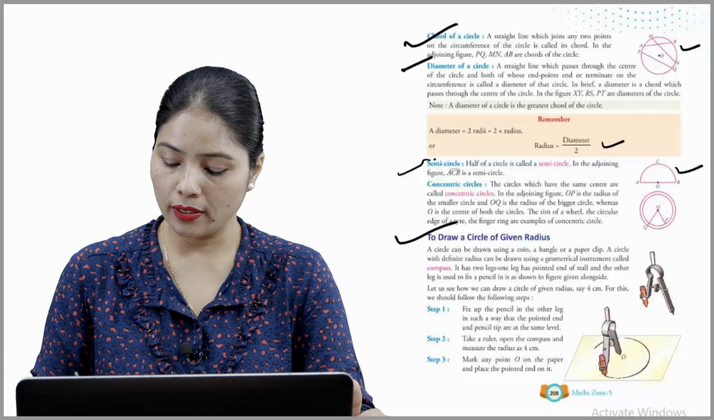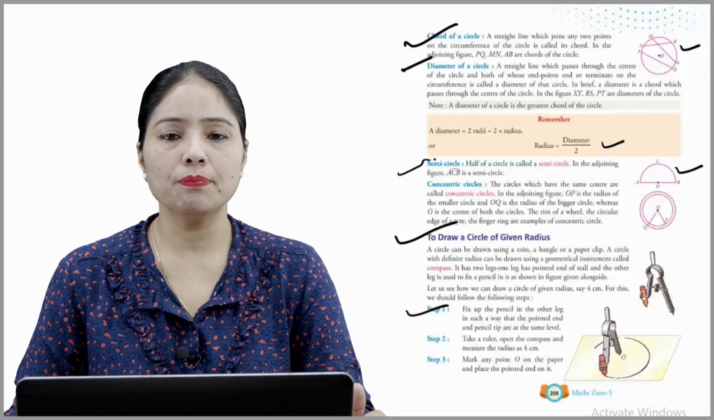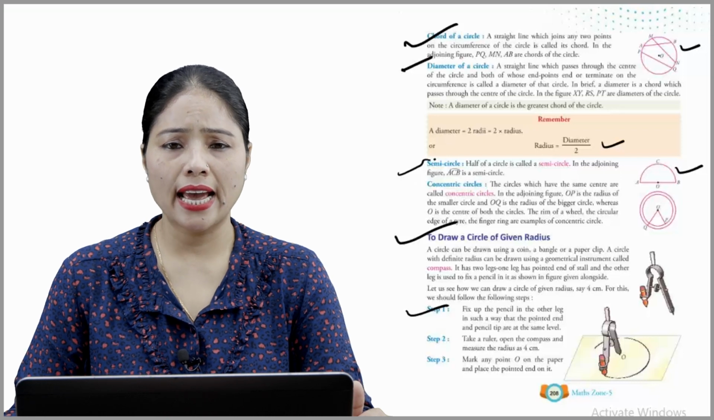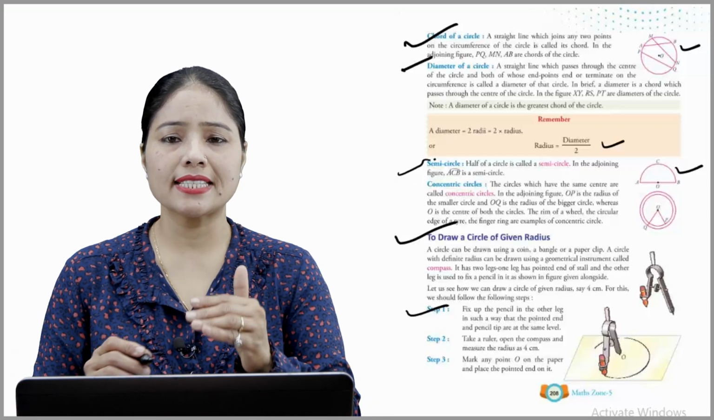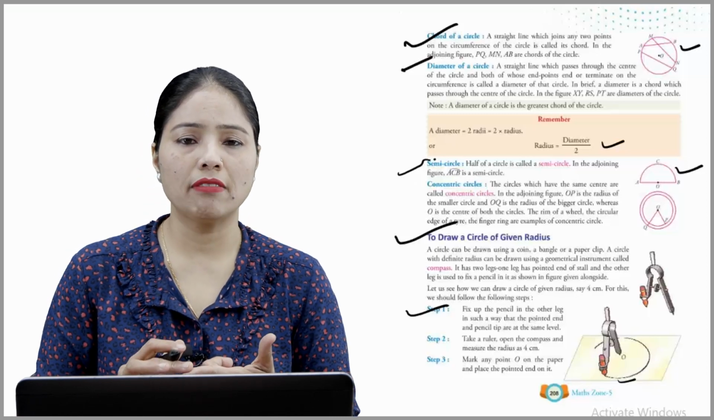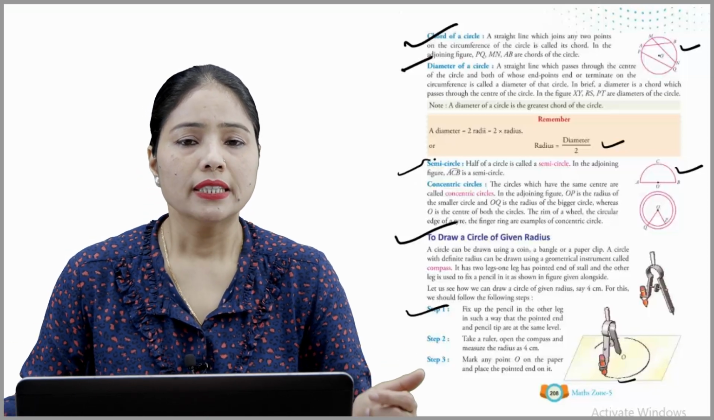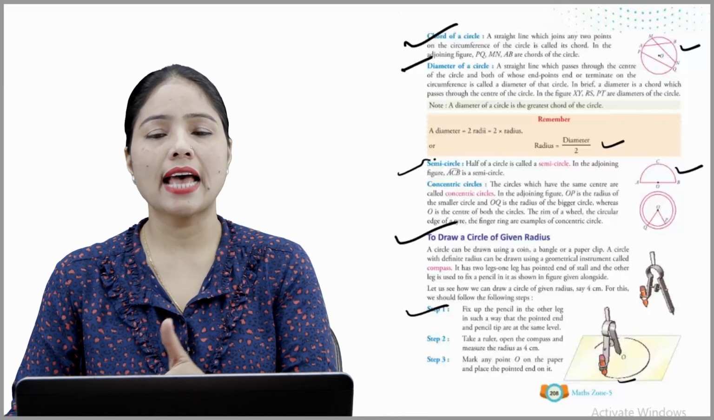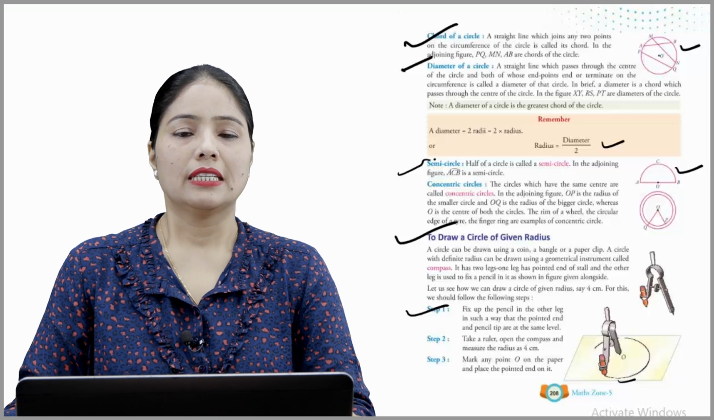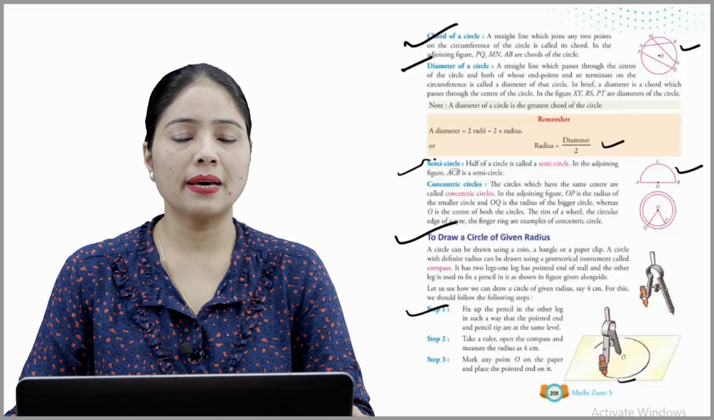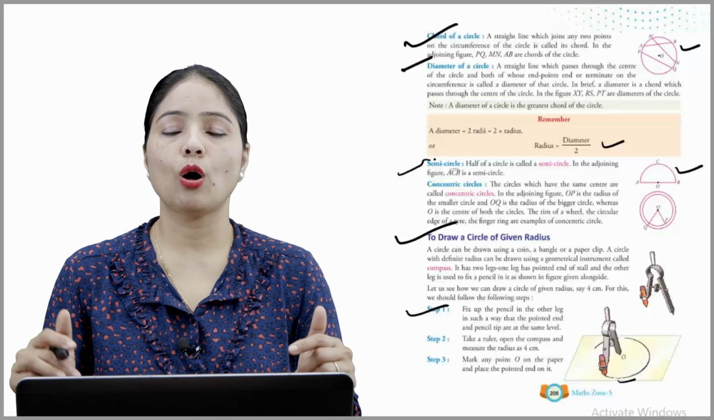Step number 1, fix the pencil in the other leg in such a way that the pointed end and pencil tip are at the same level, like that way beta. Okay, दोनों को हमने same level पे करना है. Step number 2, take a ruler, open the compass and measure the radius as 4 centimeter. Now step number 3, mark any point O on the paper and place the pointed end on it.